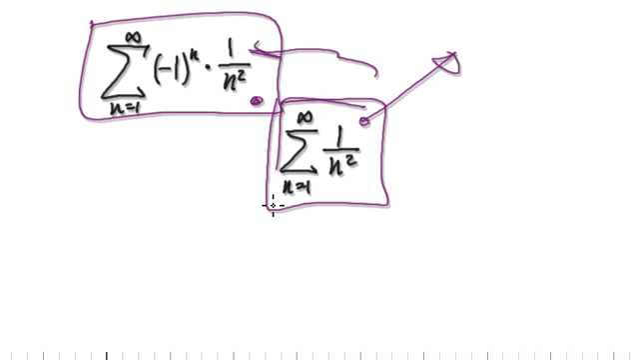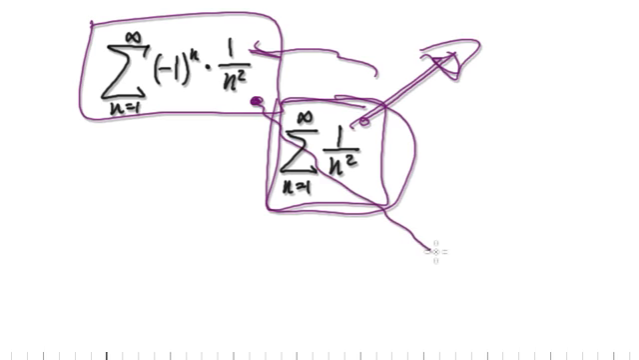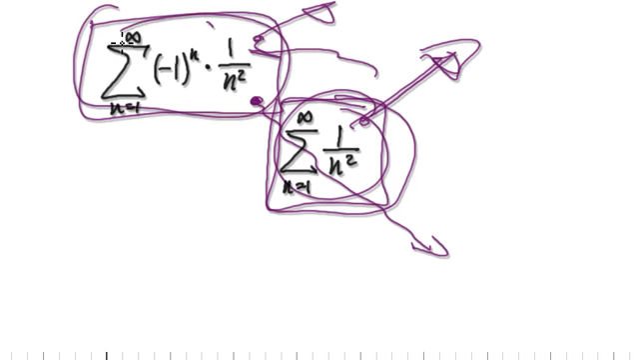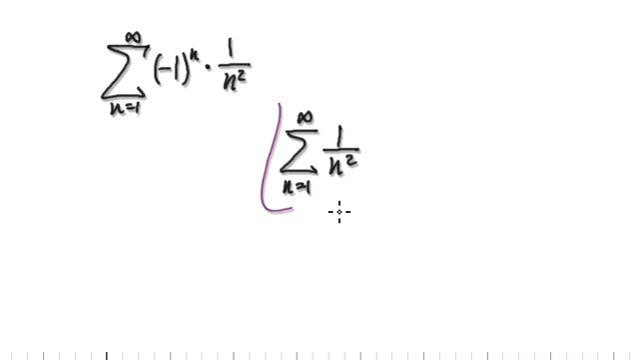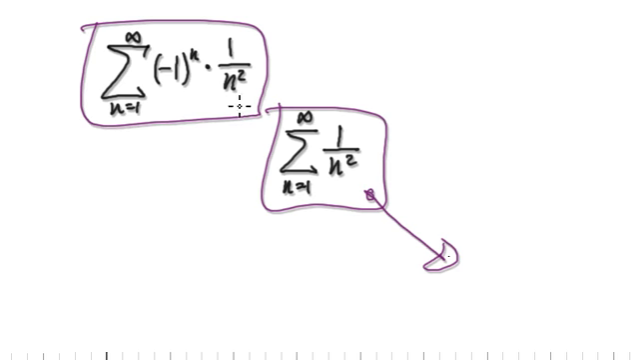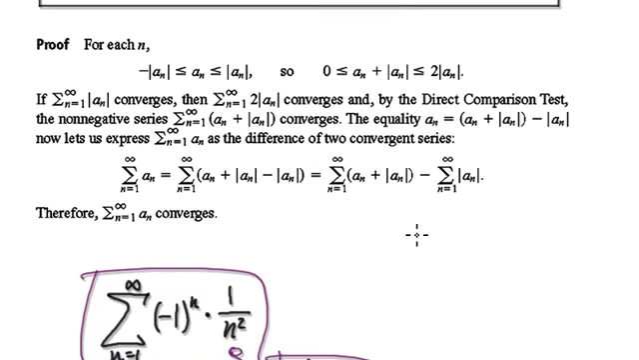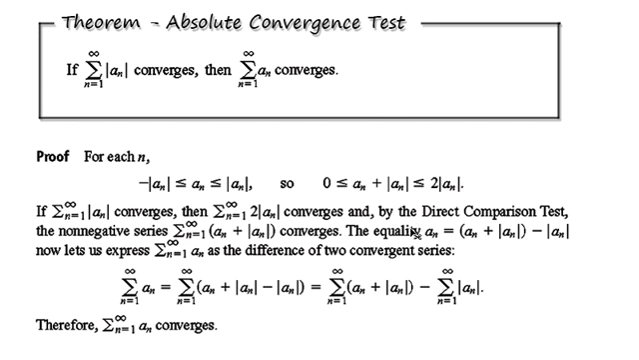Because if this thing here diverges, then the original one could still converge, or it could diverge. So if this diverges, you can't say anything about the original. But if this thing here happens to converge, then you can immediately stop what you're doing and conclude that the original will also converge. So that's what the theorem is saying. Now, let's try and prove it.